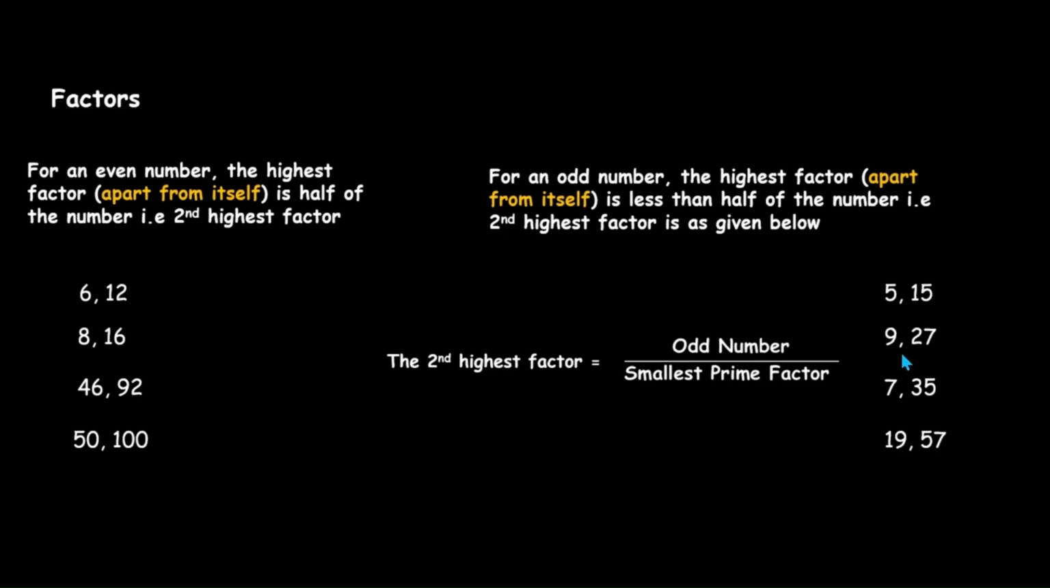Similarly, 27, the smallest prime factor which can divide 27 is 3. So 27 divided by 3 gives us 9. And similarly, these two examples. 35, the smallest prime factor that can divide 35 is 5. So when 35 is divided by 5, we get 7 as the second highest factor for 35. And for 57, 3 would be the smallest prime factor, and when you divide 57 by 3, you get 19, which happens to be the second highest factor of the odd number 57.